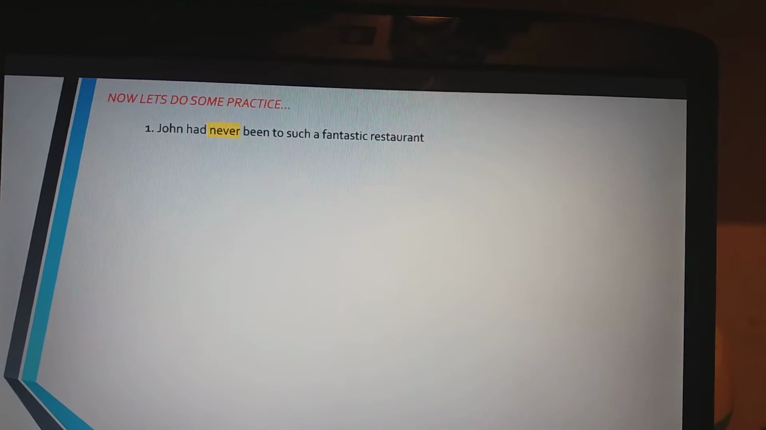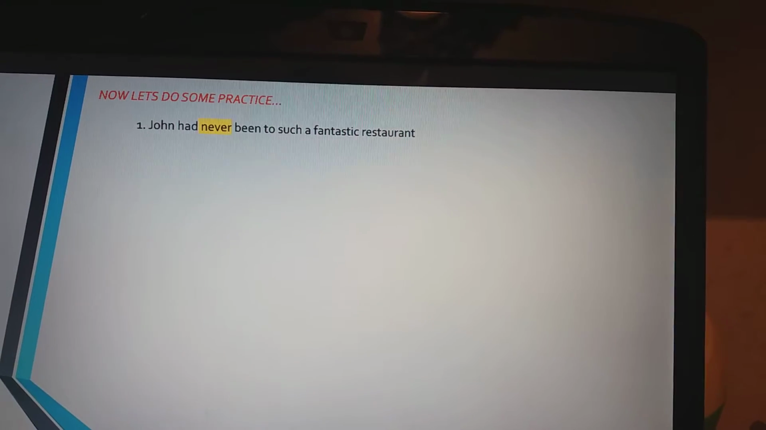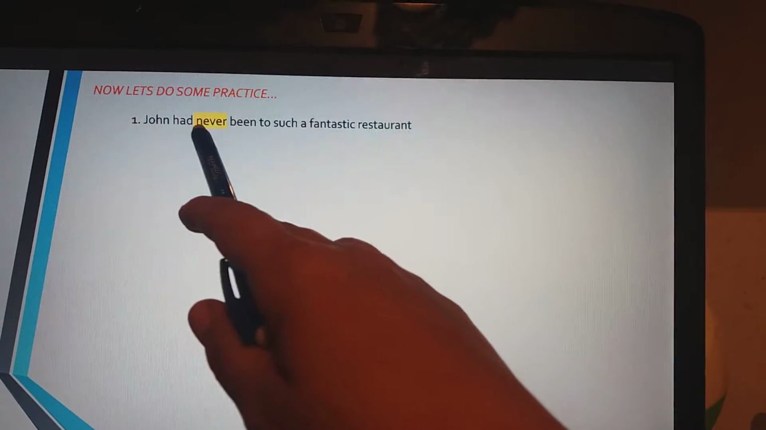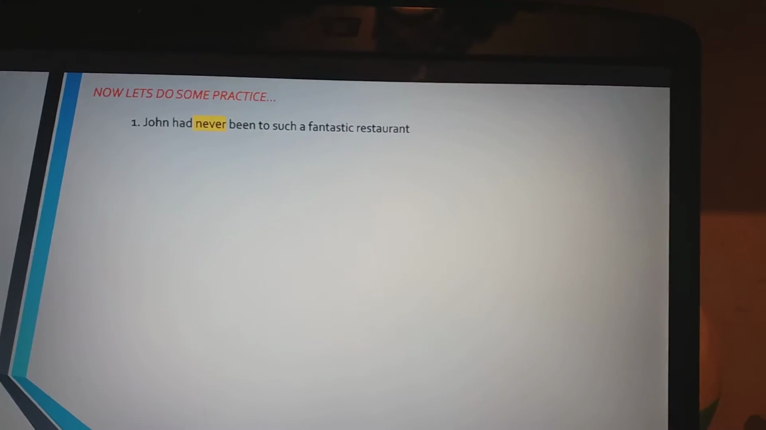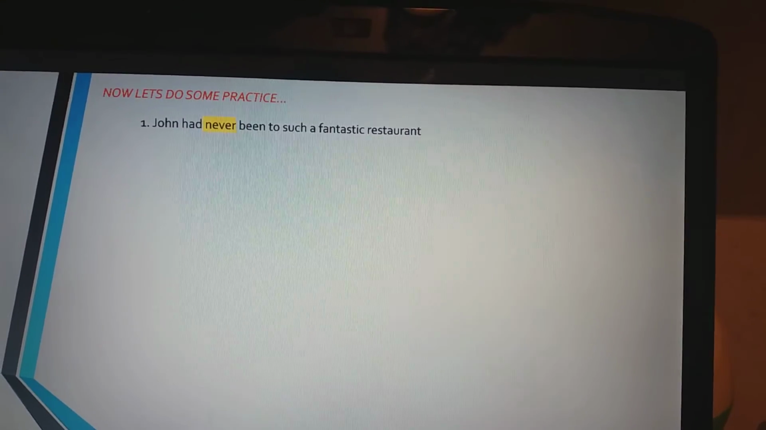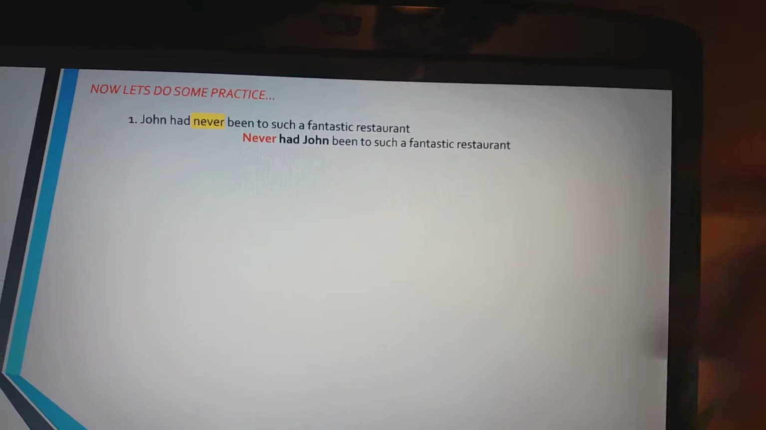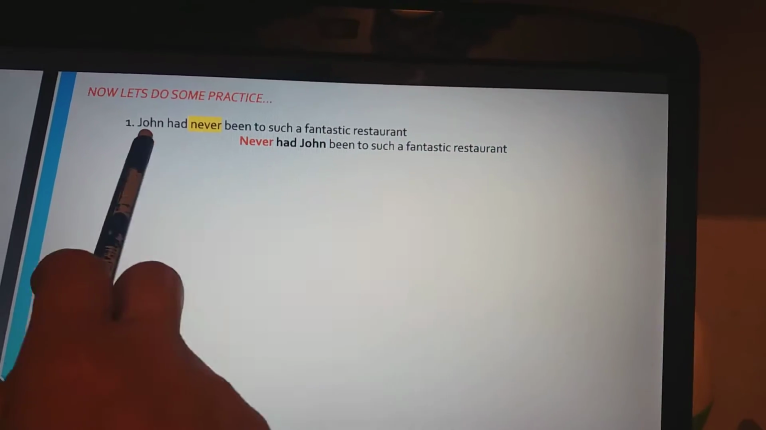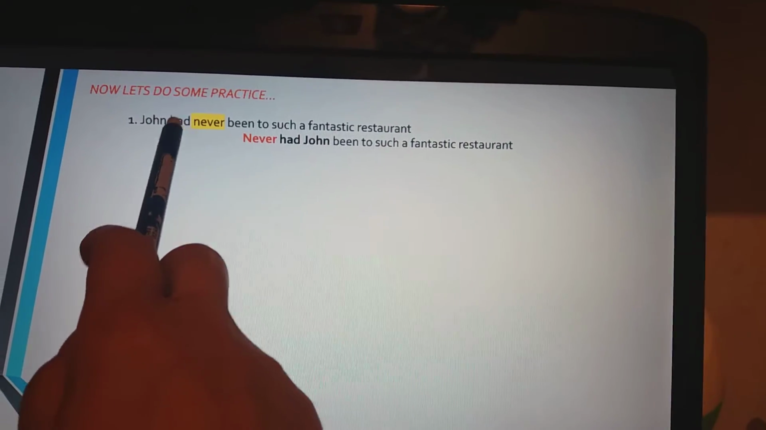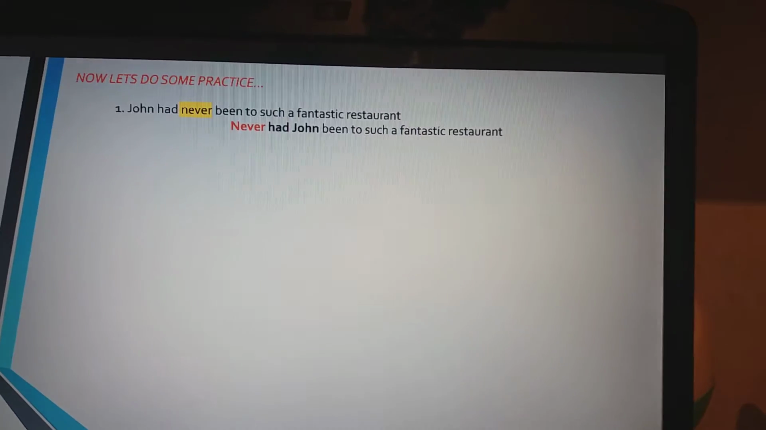Let's do some practice. John had never been to such a fantastic restaurant. The expression is "never," which I've emphasized. The tense is "had been," and John is the subject. Never had John been to such a fantastic restaurant. Normally it's "John had." When we invert, we say "had John."